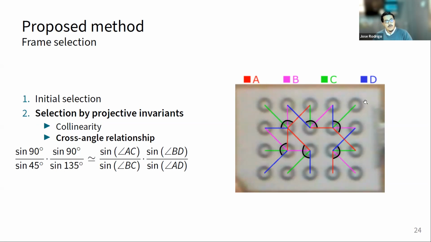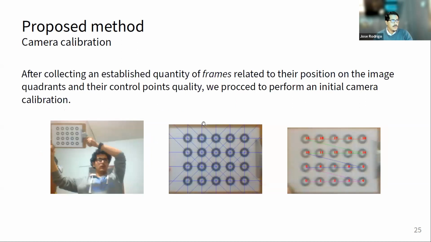We showed here what's the relation of the lines that we have to see to perform this step. The third step is the first camera calibration. The first camera calibration, we're gonna perform it with the OpenCV method.